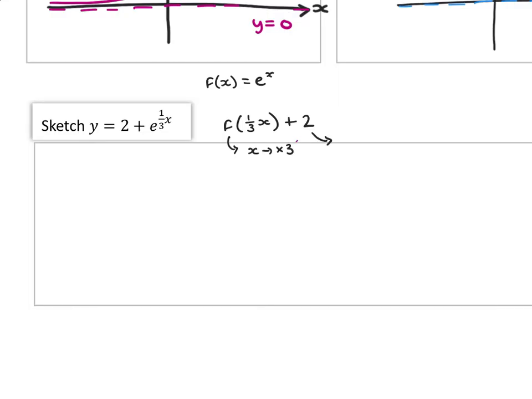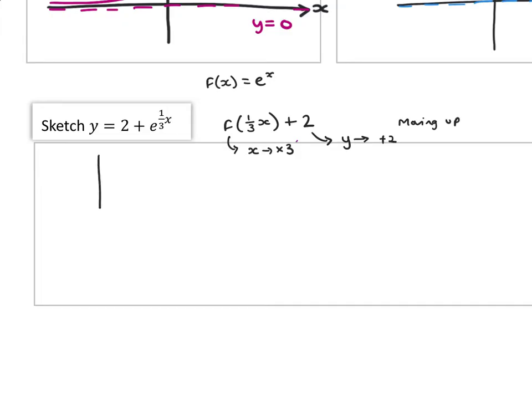Then, inside or outside the bracket? Outside. Who does it affect? Y. What are we doing to all of our y coordinates? We're adding 2, so we're translating the graph. We're moving it up. Okay, moving up.